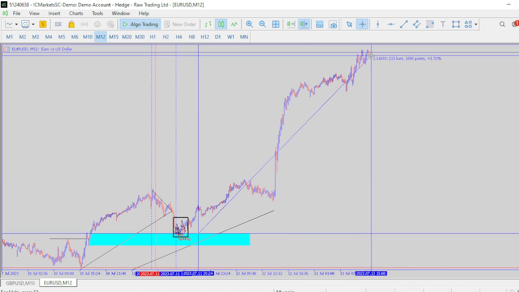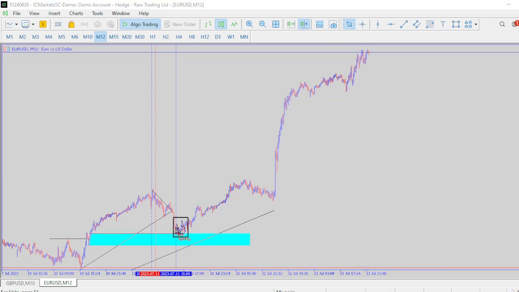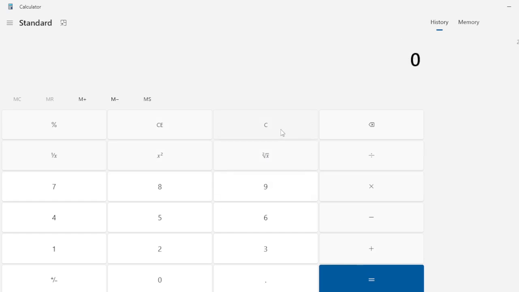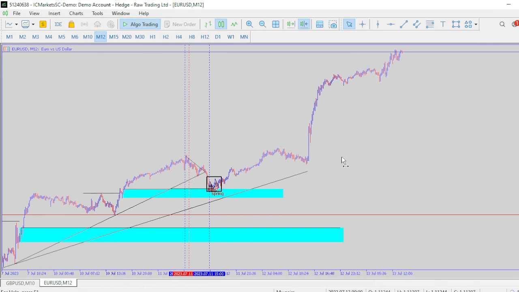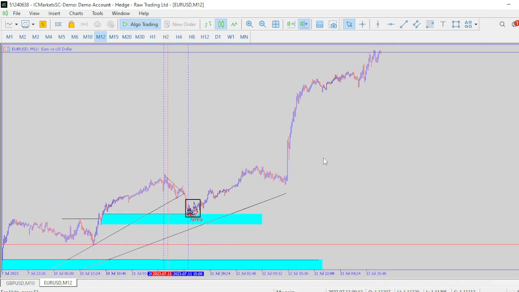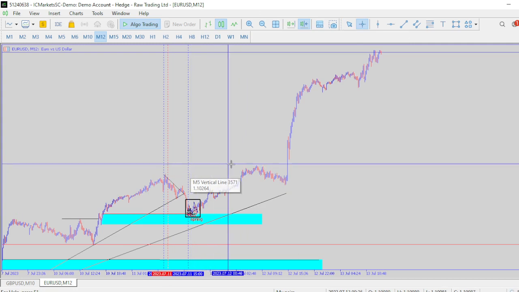You see, with 180 pips and a 2.1 pip stop loss, that's 1 is to 85R, which is not bad. But we are learning. Once the price hits this high, close, take out the majority of the profits.